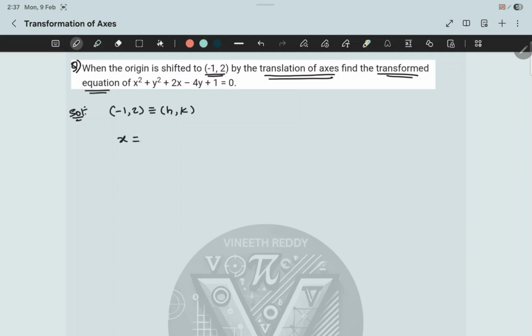So what are the equations? Small x is equal to capital X plus h and small y is equal to capital Y plus k. So please remember that small x comma y refer to the old system. Capital X, capital Y refers to the new or transformed system.